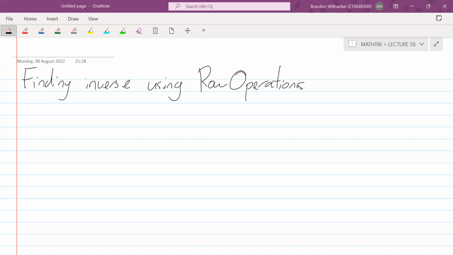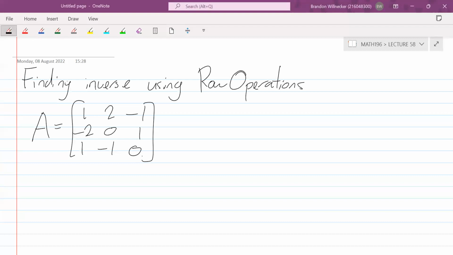So let's say we have a matrix A, and this is given by 1, 2, minus 1, minus 2, 0, 1, and then 1, minus 1, 0. We want to find the inverse. Now, first you need to check that the determinant is non-zero, so you can check that for yourself, but let's just go straight to the method.